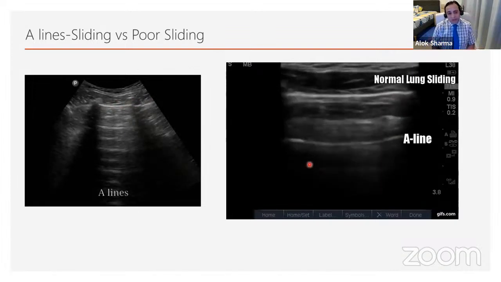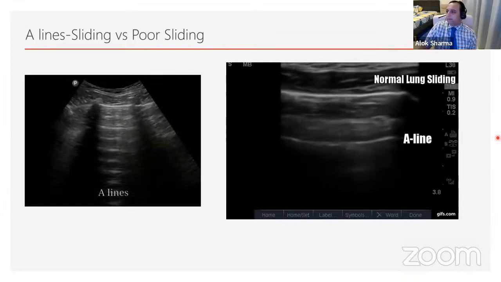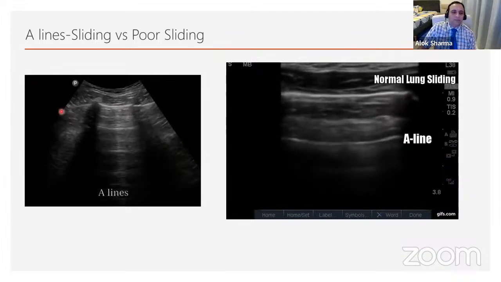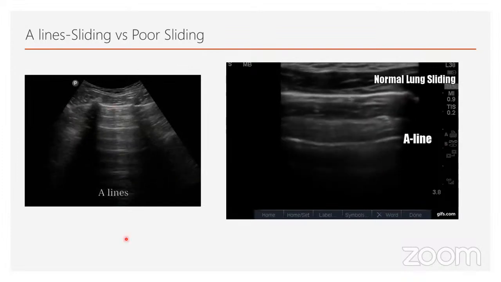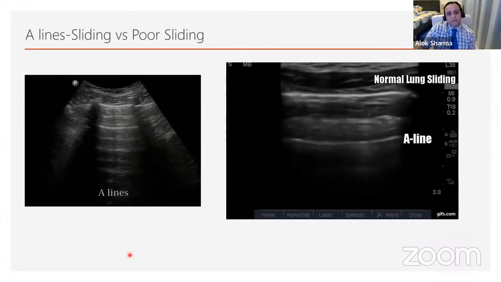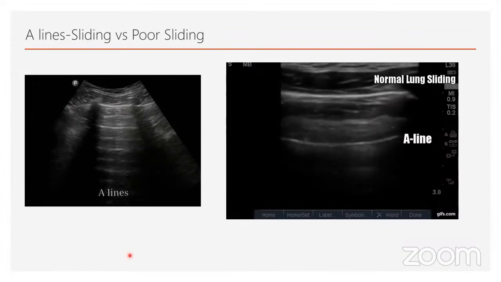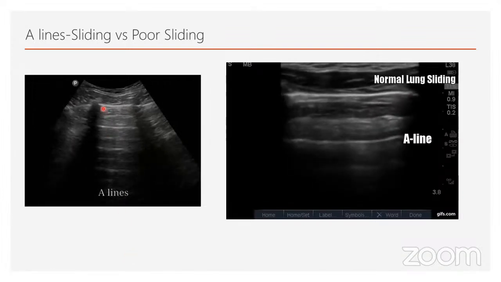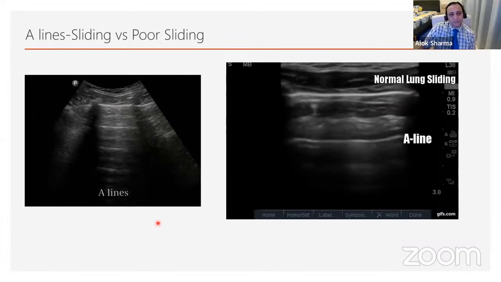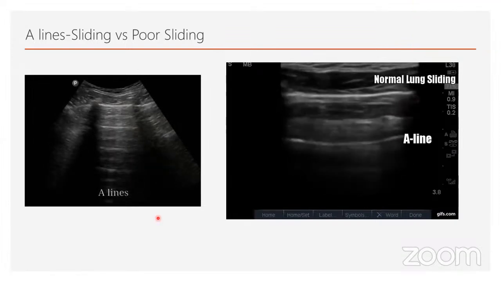Now, I'm just curious, anybody want to have a go? What do we think about the image on the left? Who should we put on the spot? Dr. Vijay Lakshmi, can you hear me? Yes, sir. So where do you think pleural sliding is poor, the image on the left or the image on the right? On the left side, sir. Is there pleural sliding? This image where I have my marker. Is there pleural sliding or no pleural sliding? It's poor, sir, because on the right side, the pleural sliding.